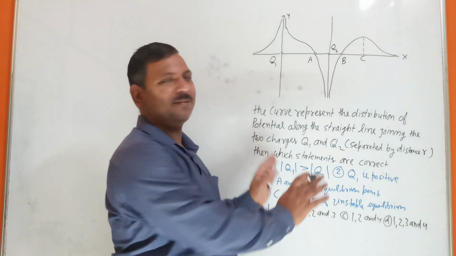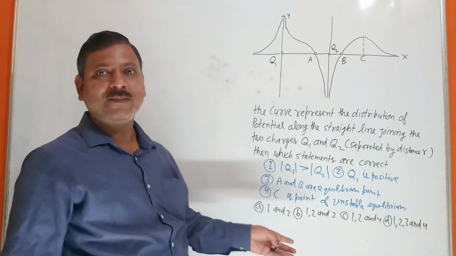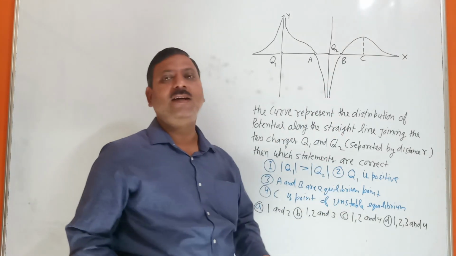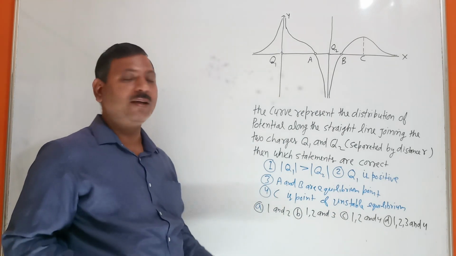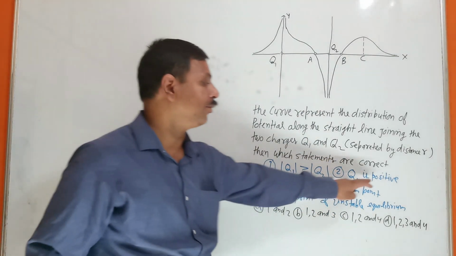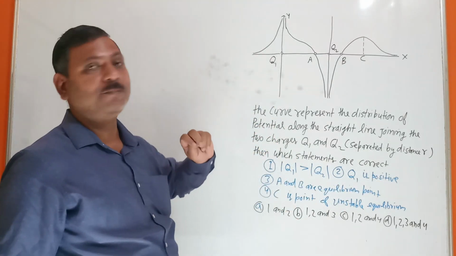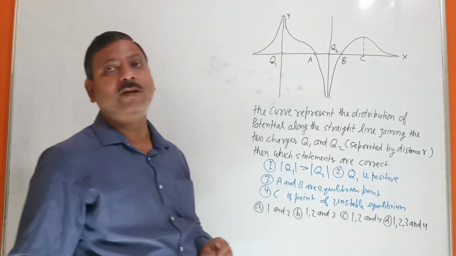So actually, if you only want to solve the question, it is very easy to see the options and do the calculation. But suppose 1 and 2 have not been given. Actually, how can you say 1 and 2 are correct? Q1 is positive in nature, and the magnitude of Q1 is greater than the magnitude of Q2.